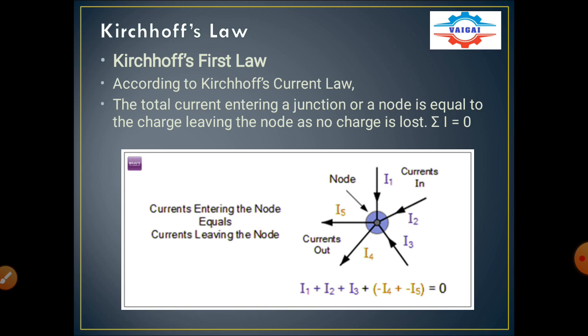A node is two or more elements connected at a common point. In this diagram we have to apply Kirchhoff's current law. Entering currents are I1, I2, I3, so these are positive. Leaving currents are I4 and I5, so we have to substitute negative values: I1 plus I2 plus I3 minus I4 minus I5 equal to 0. These are Kirchhoff's current law.